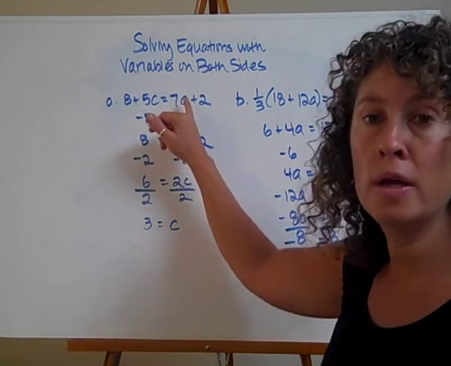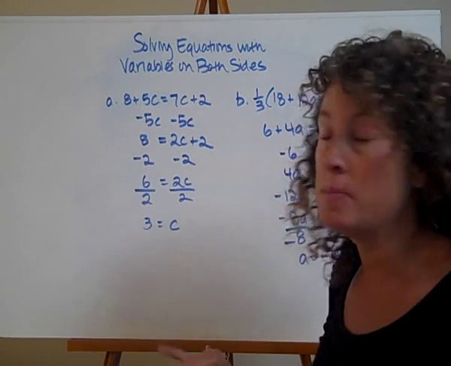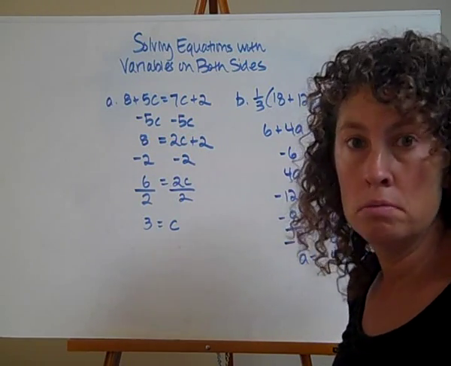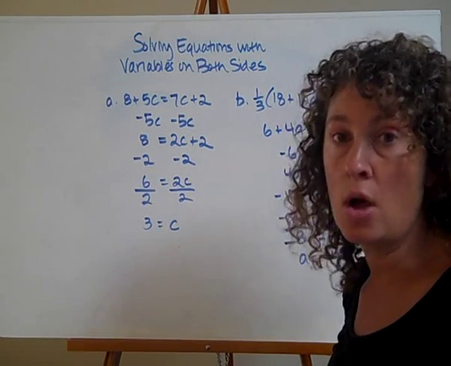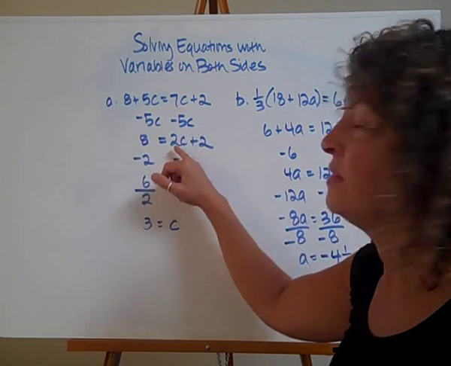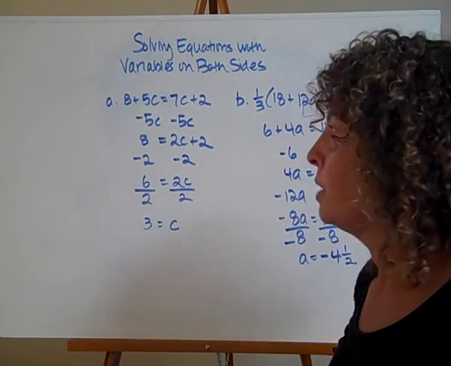So I'm going to try to get all my 5c and my 7c on the same side. I've chosen to subtract 5c from each side. You could easily subtract 7c also, that would work. I end up with 8 on the left, 7c minus 5c is 2c, plus 2 on my right.